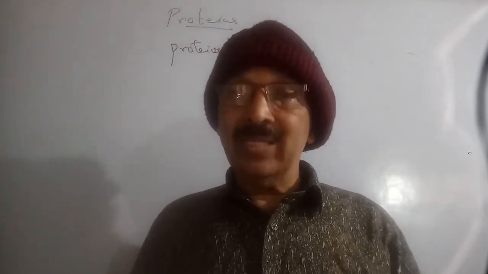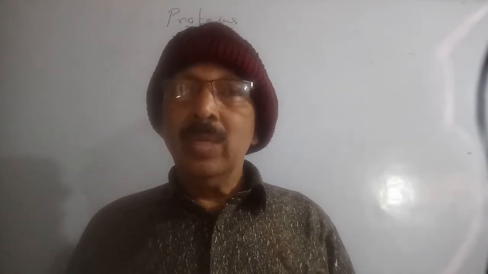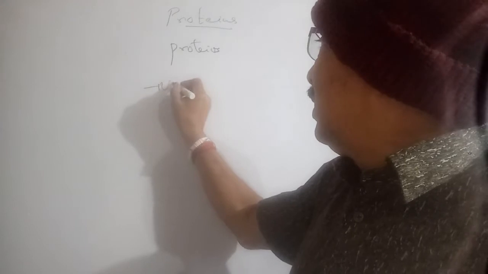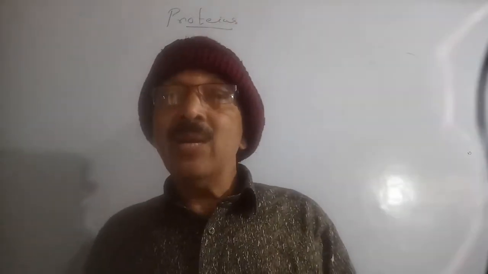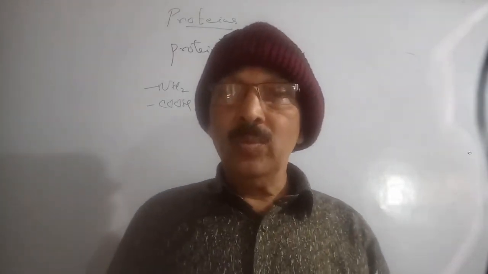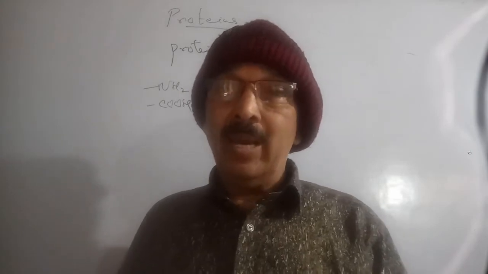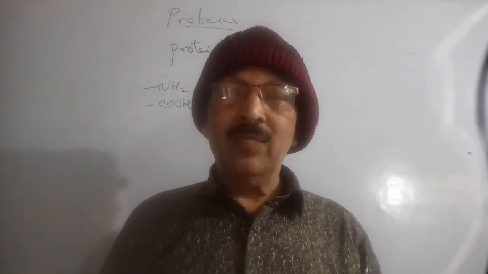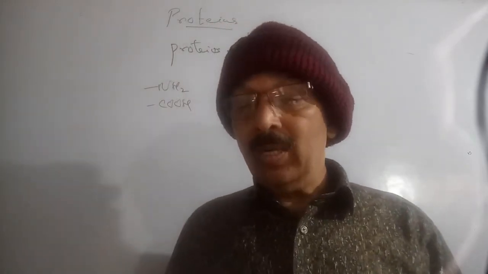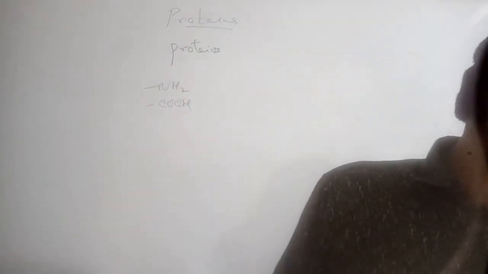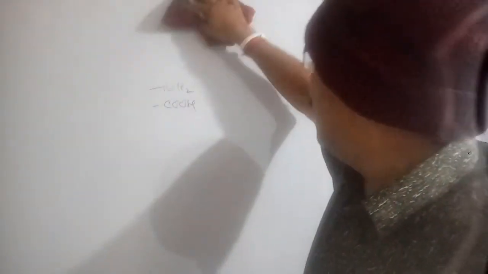Now, the amino acids contain both amino group, NH2 group, and carboxyl group, COOH group. Depending upon the relative positions of amino group with respect to carboxylic group, the amino acids can be classified as alpha, beta, gamma, delta and so on. Only alpha amino acids are obtained on hydrolysis of proteins.